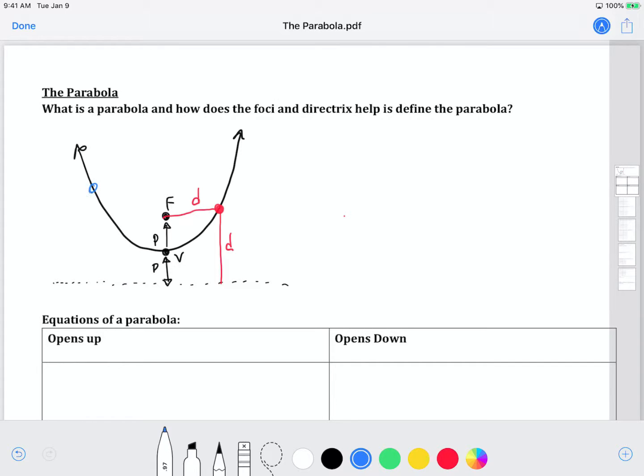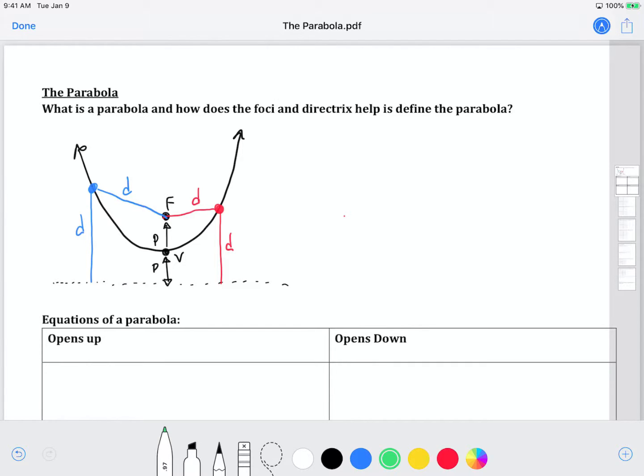Same thing if I draw a point on the other side. If I draw a line from that point to the focus point and then directly down to the directrix, the distance from the point on the parabola to the focus is the same as the distance from the point on the parabola to the directrix.